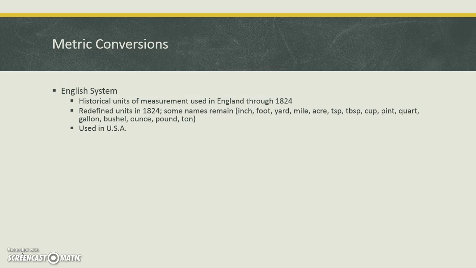There once was the English system. It was used all through the land of England. The United States was settled by the English and was an English colony, so, of course, we brought English measurements with us over to America. It's a historical unit of measurement, and it was used in England through 1824. In 1824, they redefined some of the units, got rid of some, and kept some.